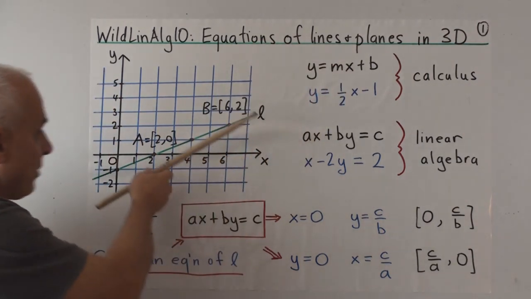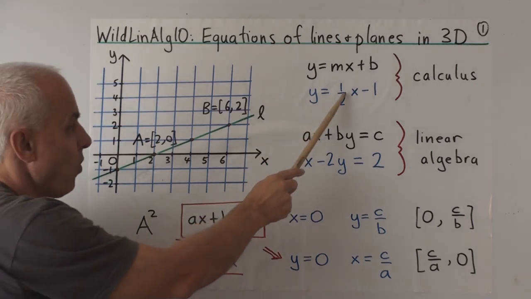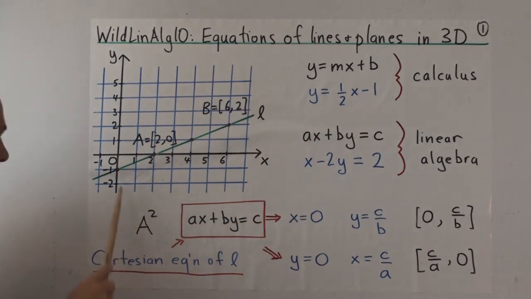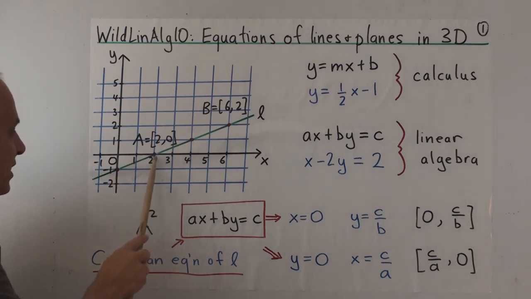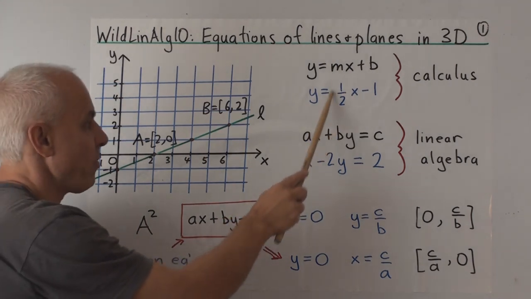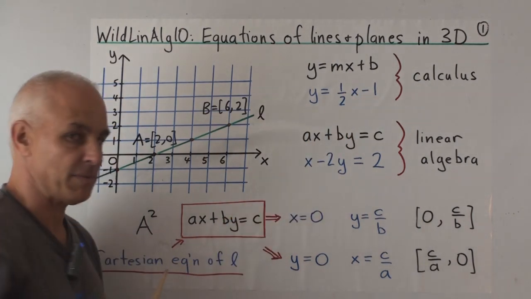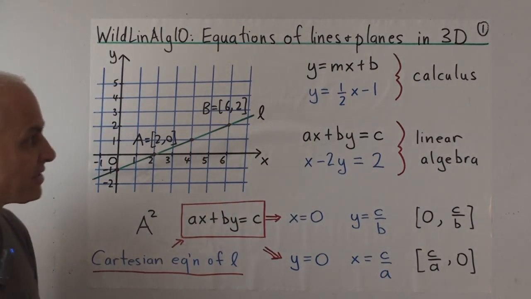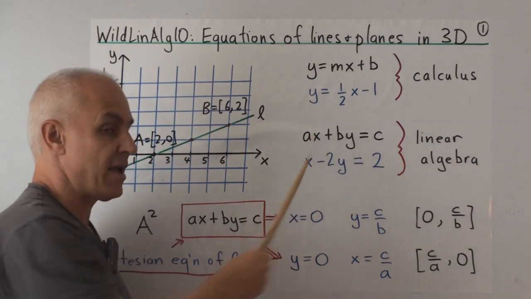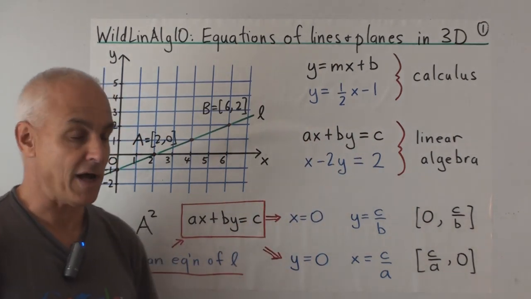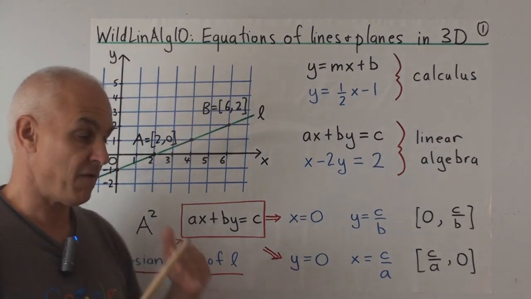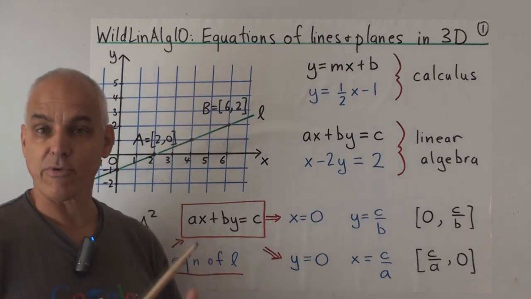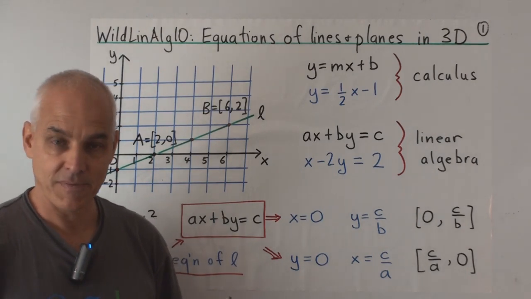In that notation, this line here would be the line y equals 1/2 x minus 1, because the y-intercept is minus 1, and the slope of the line, the delta y over delta x, is 1 over 2. There's the slope, and there's the y-intercept. Now that's very appropriate for a calculus orientation towards lines, but in linear algebra we want to think about them not as functions, but as primary geometrical objects.